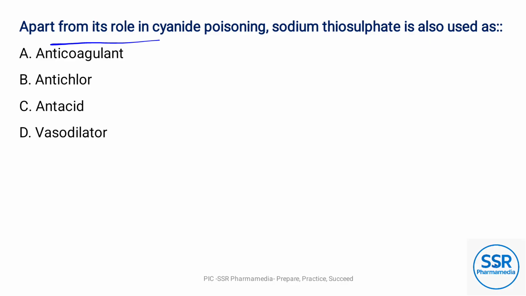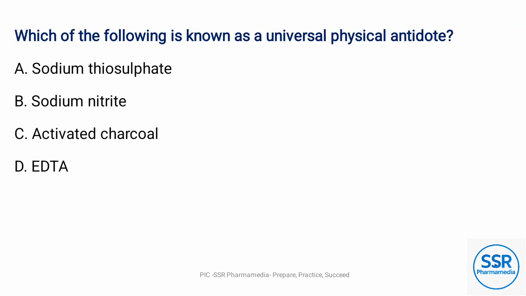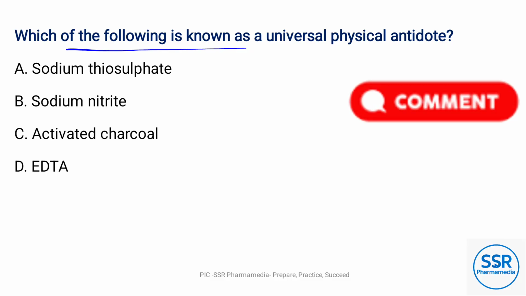Apart from its role in cyanide poisoning, sodium thiosulfate is also used as option B, antichlor. So sodium thiosulfate neutralizes chlorine. It's used as an antichlor agent. Which of the following is known as universal physical antidote? So answer in the comment box.